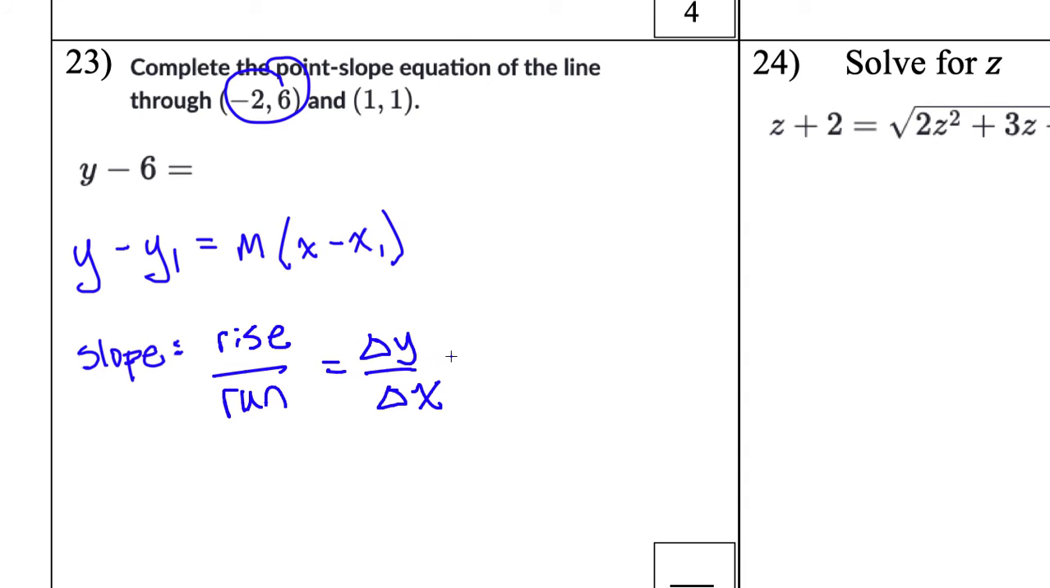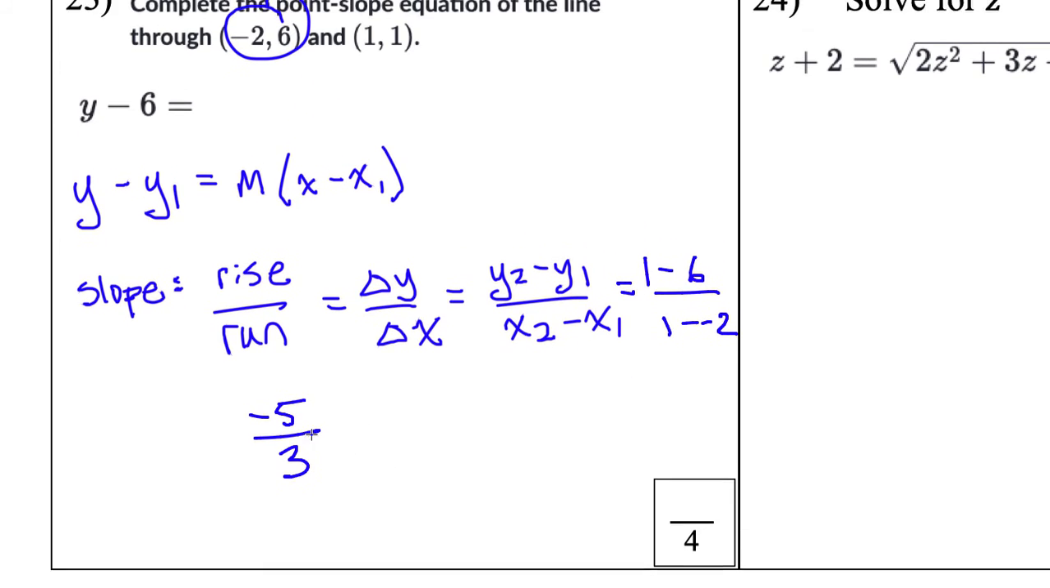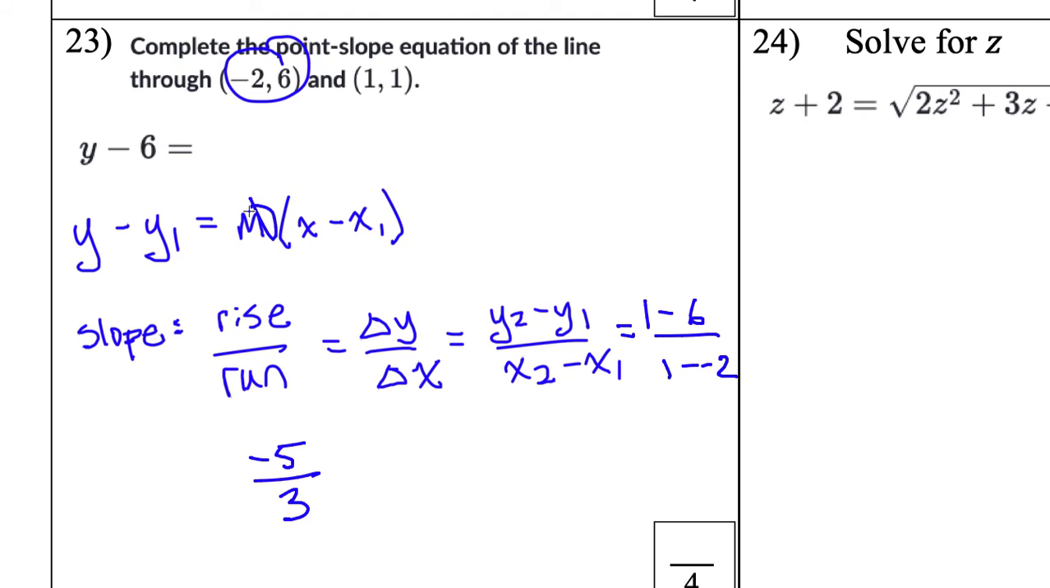In Algebra 1 this year, we're calling it Kira's formula because she loves it more than anyone else, and it's y2 minus y1 all over x2 minus x1. Kira loves that formula, so that's Kira's formula for the year. Y2 is the y coordinate of the second point, so this one will turn into 1 minus 6 all divided by 1 minus -2. When you do that, you get -5 in the numerator, and you get 1 plus 2 in the denominator, which is 3. Therefore, the slope here, this m, is -5 over 3.